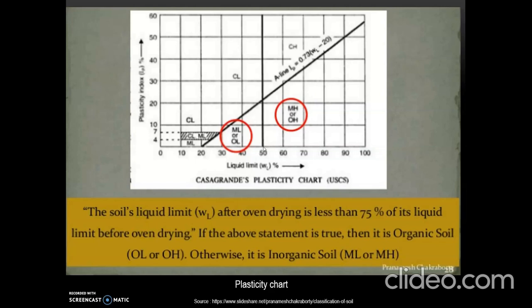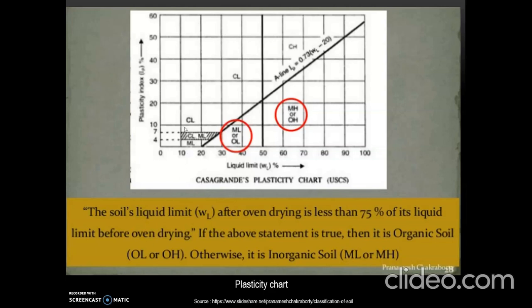Similarly, if the value of liquid limit is less than 50%, then it is referred to as soil with low plasticity. Hence, the first letter of low plasticity, that is L, is used. Here L is the second letter. Above the A line, the soil is clay, and below the A line, the soil is silty or it is organic soil.